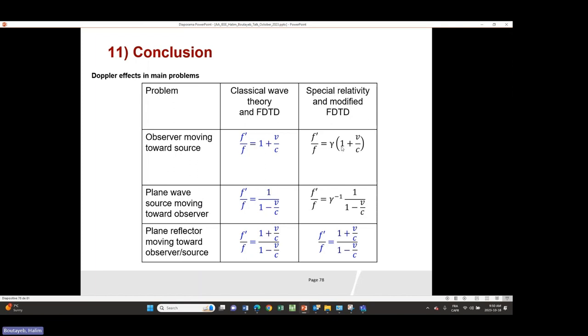So in the special theory of relativity, we have here the gamma factor, and here we have the inverse gamma, and here we have the same formula, no change. And we said that we can also modify FDTD by changing the electric field for the moving source and the electric field for the moving observer. So we can also get the same. That's why I said modify FDTD.